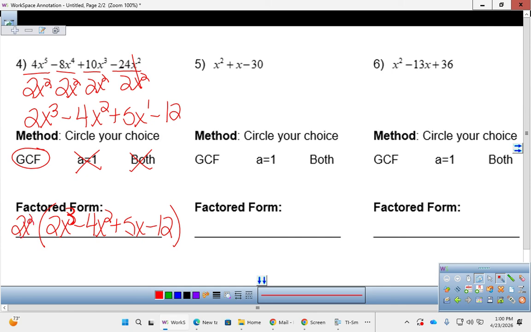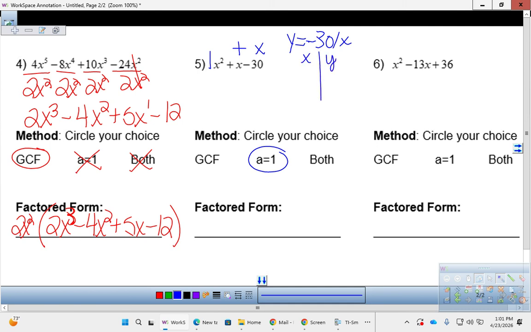All right, this next one is a trinomial, which makes me think it's probably a equals 1, but I just have to check that the first number is 1 before I can call it a equals 1. So for a equals 1, I'm looking for numbers that multiply to the last number and add to the middle number. And the easiest way to do that is to go to the calculator and do negative 30 divided by x. And take a look at that table.